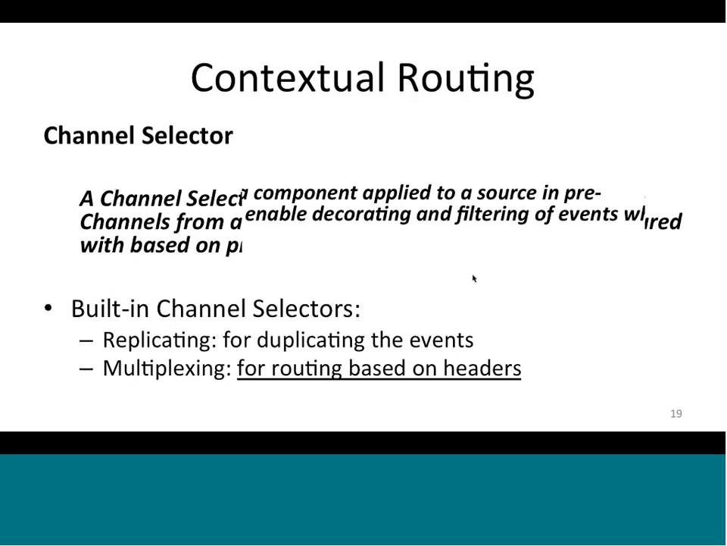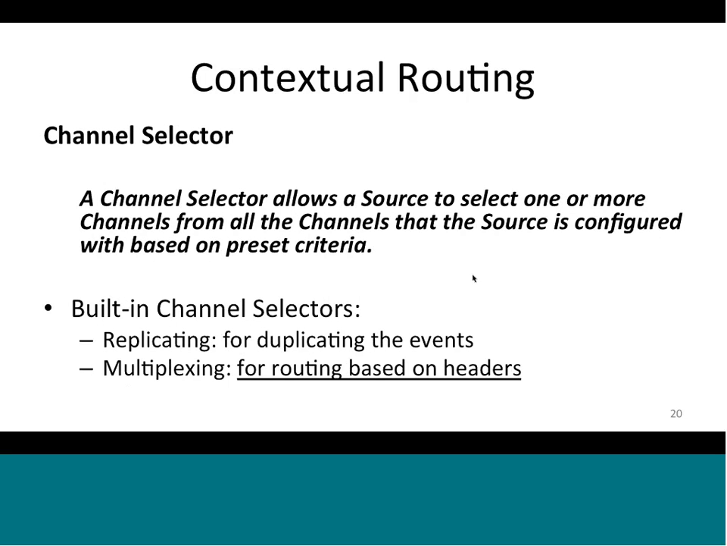A channel selector allows the source to select one or more channels from all the channels that the source is configured with, based on preset criteria. There are two types of channel selectors, replicating and multiplexing. Replicating is for duplicating the event, so you can take the same event and push it off to 5 different channels. Multiplexing is for routing based on headers. So you can route an event, like I explained a few minutes back, so that a California event goes to California DMV and a Texas event goes to Texas DMV.